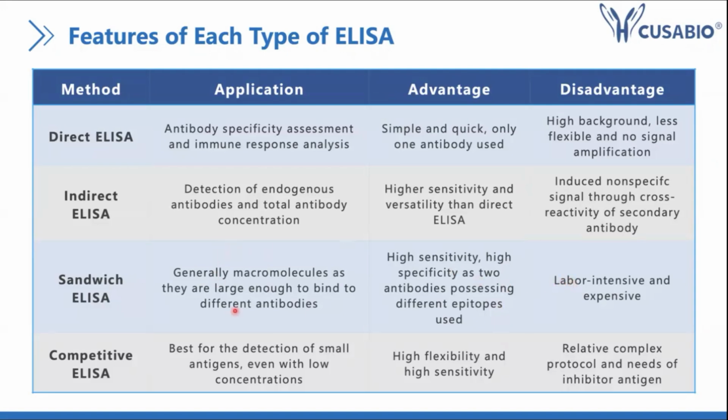And also the applications for these two are different. The sandwich ELISA is generally used to detect macromolecules, because macromolecules are large enough to bind to the different antibodies. But for the competitive ELISA, because you have the inhibitor antigen and it has higher sensitivity, it's usually best for the detection of small antigens, even at very low concentrations. So this demonstrates that it's pretty high sensitivity.